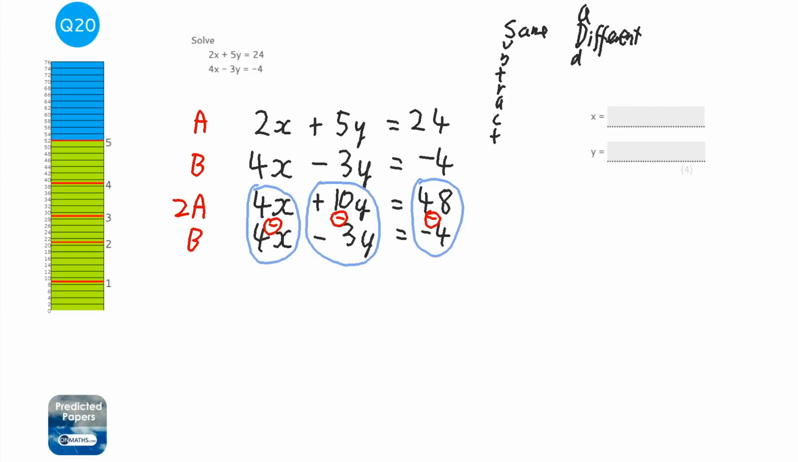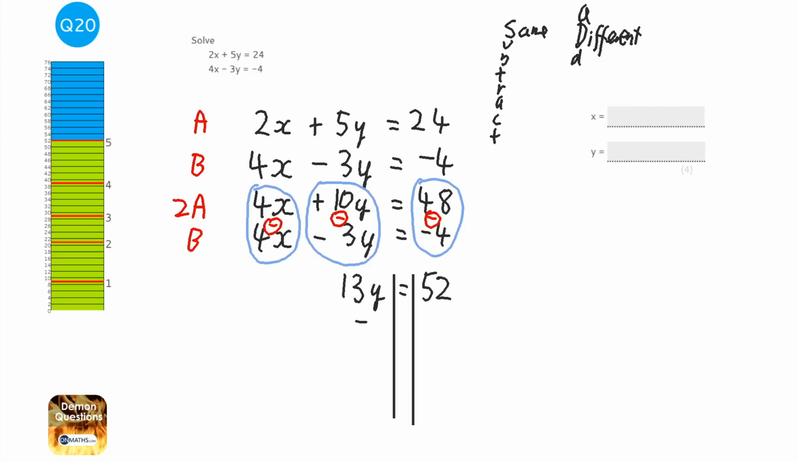10y minus 3y. Now 2 minuses make a plus, so that's 10y plus 3y, which would be 13y. And we've got 48 plus, because the 2 minuses make a plus 4, which is going to be 52. I'm going to put my lines in. Okay, next I need to do 52 divided by 13. And we're going to do both of these divided by 13.